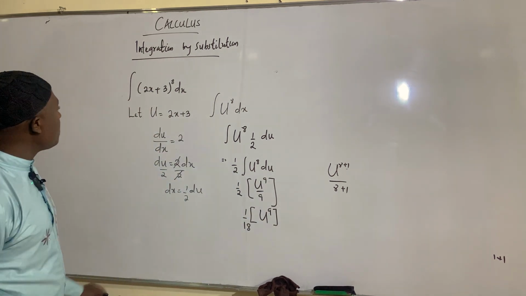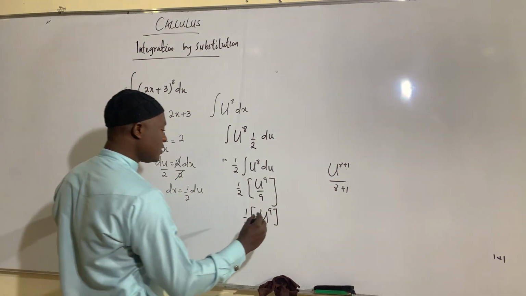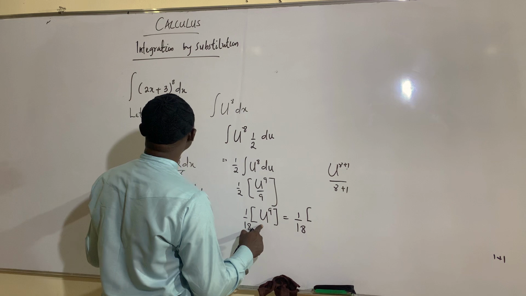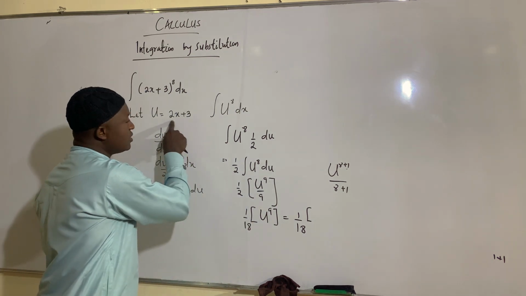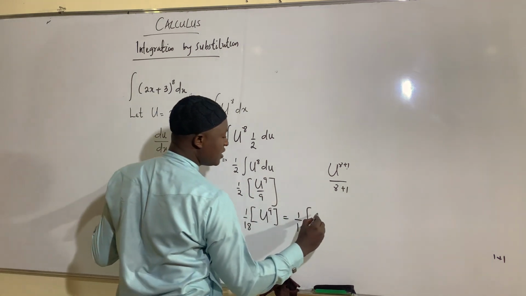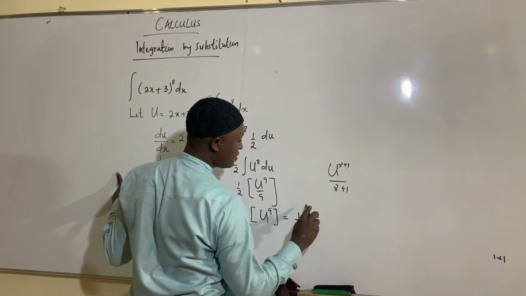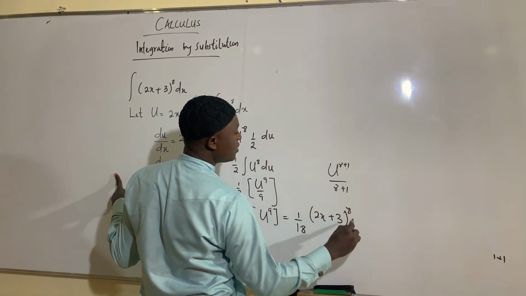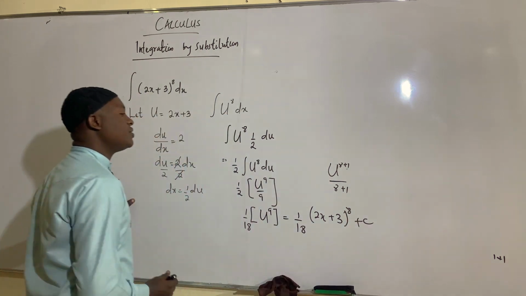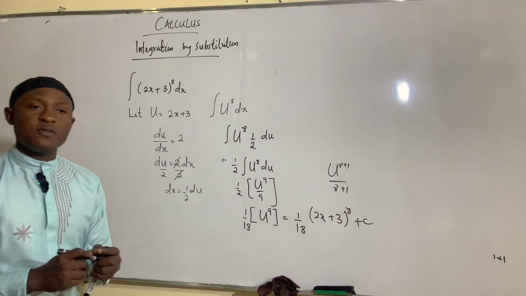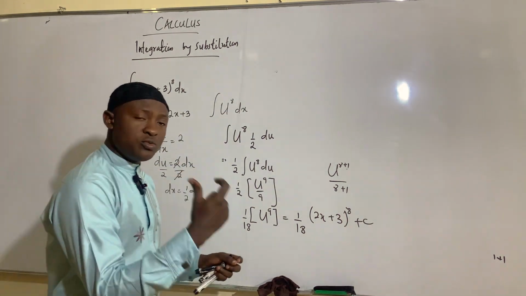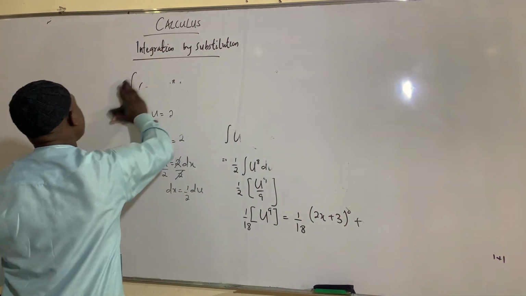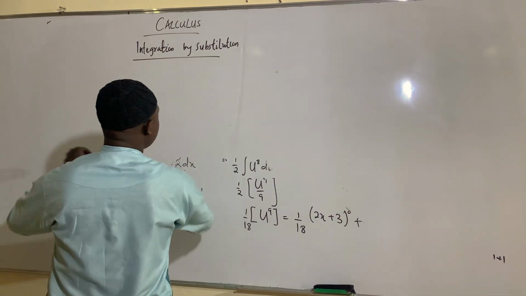But our u is something. Our u is 2x + 3 here. That means that we have 1/18 u, our u is 2x + 3. Then here we are going to have (2x + 3) raised to the power of 9, then plus c. So it depends on the approach of the problem that we are solving. Even if it has roots, we are still going to follow the same process, the same pattern. Let's see another example, the one that comes in form of a root.